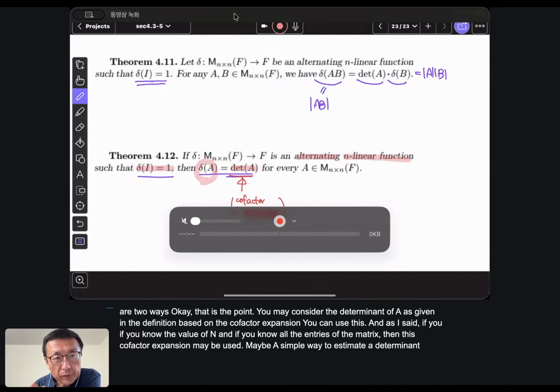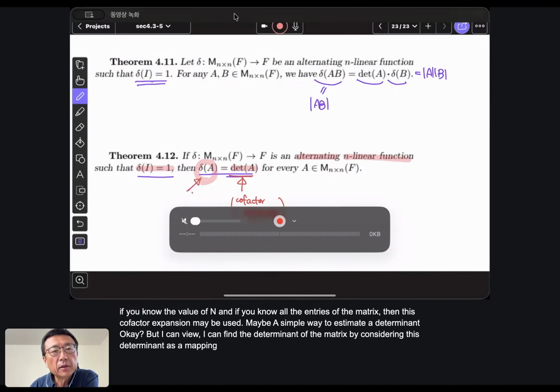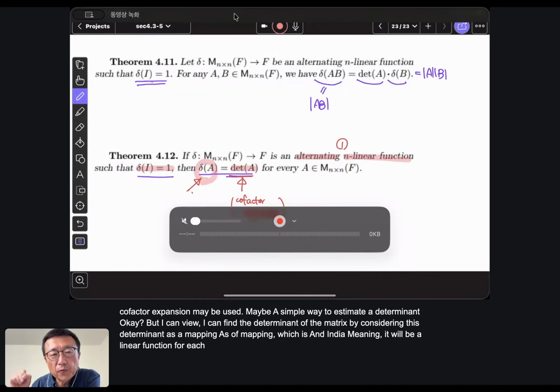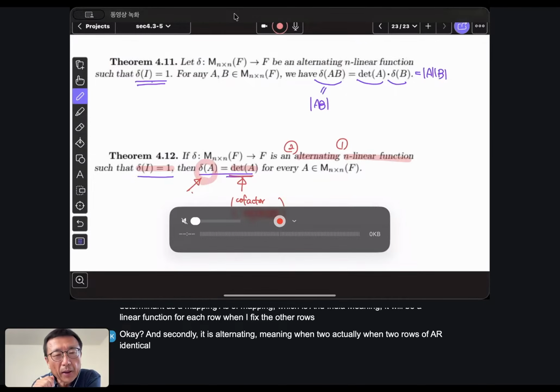Okay? But I can find the determinant of the matrix by considering this determinant as a mapping which is n-linear, meaning it will be a linear function for each row when I fix the other rows. Okay? And secondly, it is alternating, meaning when two rows of A are identical, it will be mapped to 0.